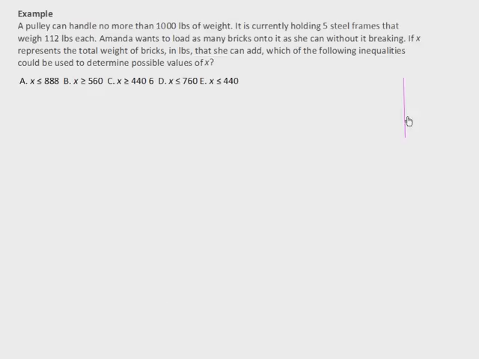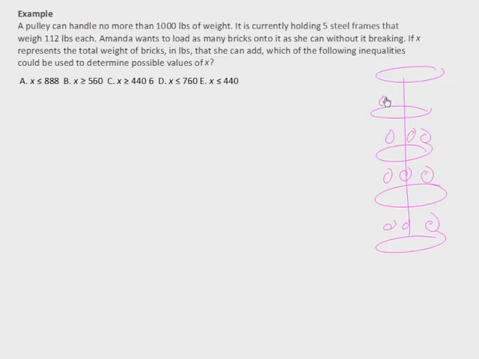So you have a steel frame. You have a pulley with 5 steel frames and you want to load bricks onto it. Circular bricks in this case, because my drawing skills are so bad. What is the total weight of the bricks that you can add? Well, this entire contraption can take no more than 1000 lbs. It is currently holding 5 steel frames that weigh 112 pounds each. So how much is it totally containing? It is totally 112 into 5, that is 560 pounds of weight it is already taking.